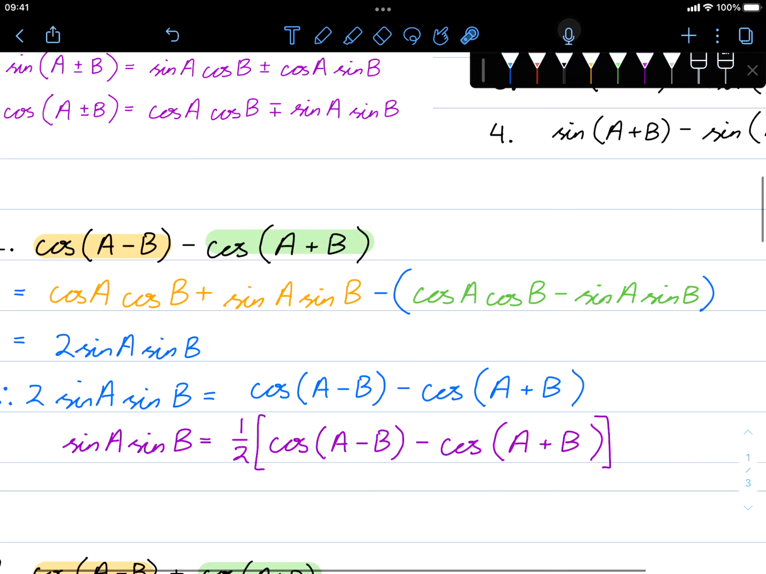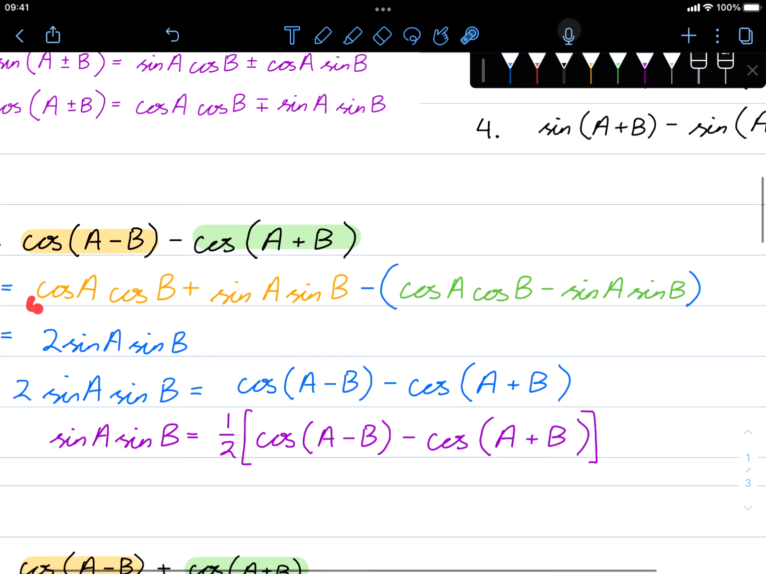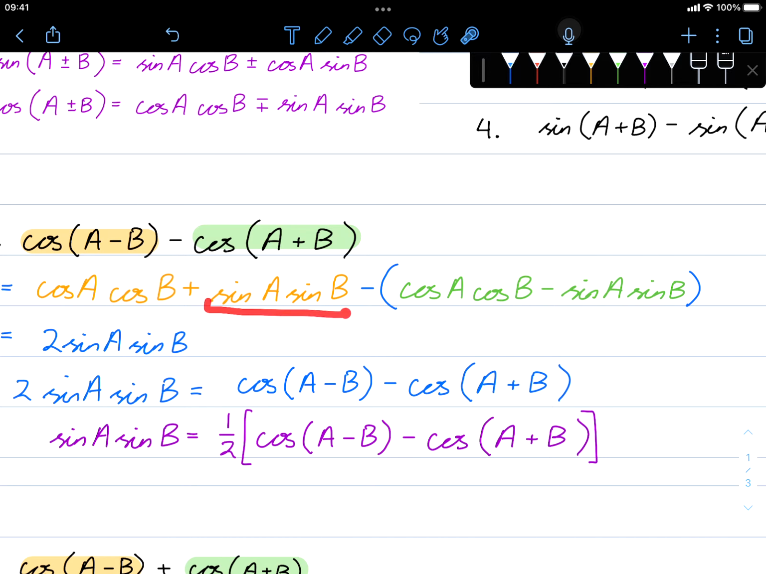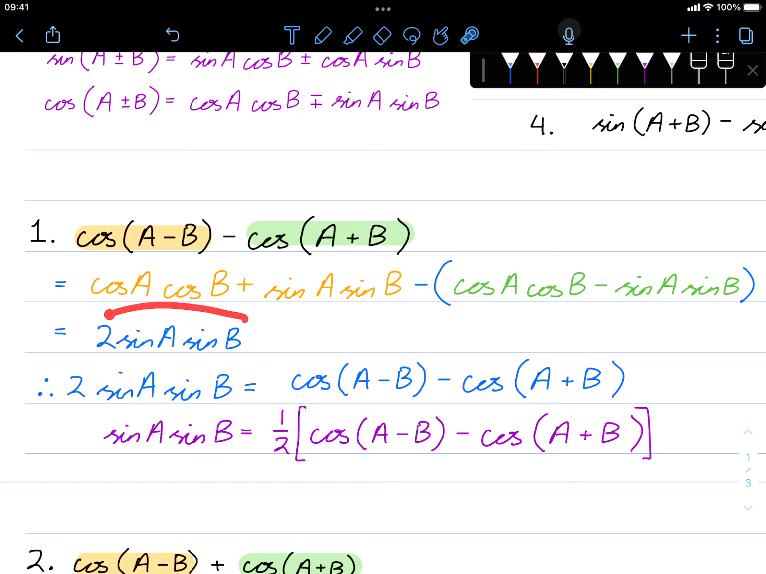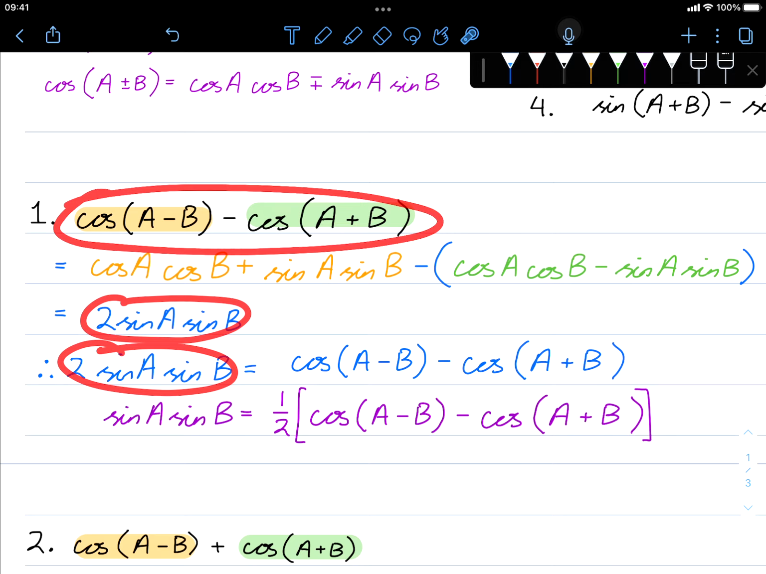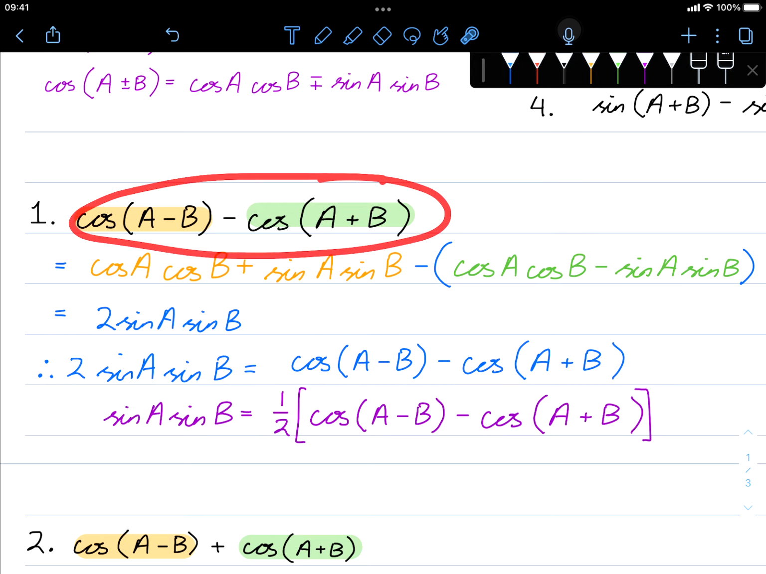Now from here we can collect like terms. Cos A cos B minus cos A cos B, so those two cancel. And we're left with sine A sine B minus sine A sine B, so two minuses make an addition, hence why we are left with 2 sine A sine B. Therefore we have 2 sine A sine B equaling the initial expression we were looking to prove.